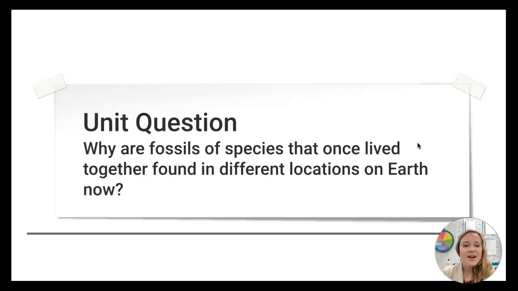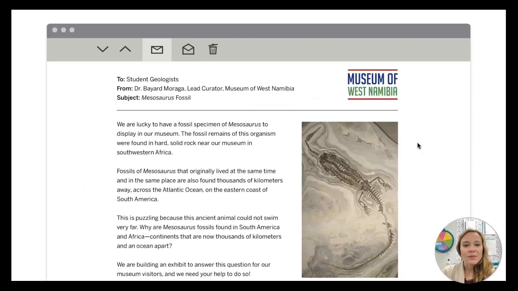Our unit question is, why are fossils of species that once lived together found in different locations on Earth now? We are going to be investigating this question here in the next few days. So here is a letter that we got in order to do this. I will read it to you now.